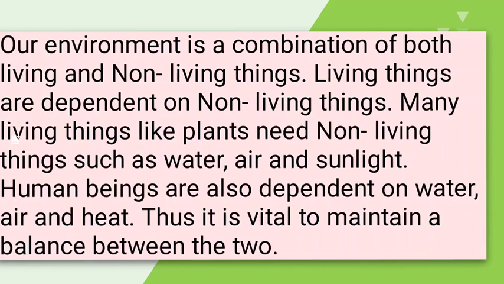Now, as we see our environment, our surroundings, we see the environment is a combination of both living and non-living things. As we see, we are living beings and we are dependent on non-living things. Many living things like plants need non-living things such as water, air and sunlight, and we people are also dependent on water, air and heat. So it is very important to maintain the balance between the two.